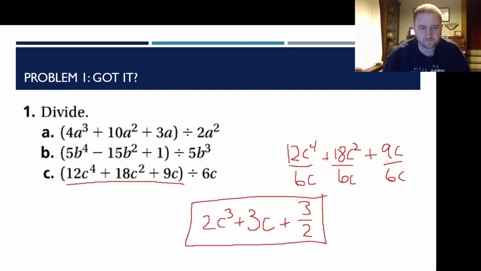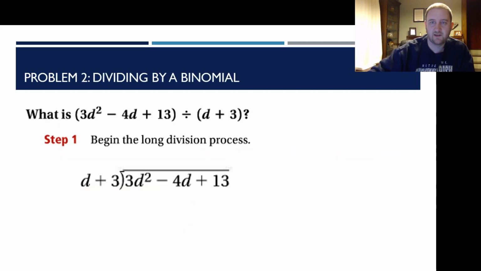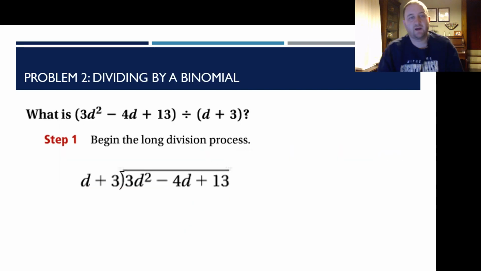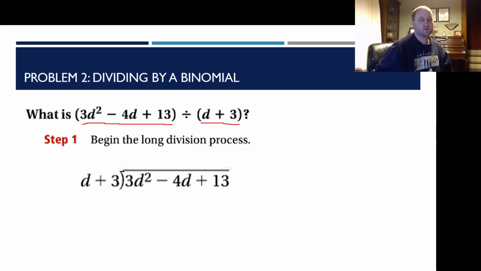Okay? All right. Problem 2, dividing by a binomial. So this makes it a little bit more complicated. So we've got 3d squared minus 4d plus 13 divided by d plus 3. Now here's how we're going to do this. We're going to do this with long division.